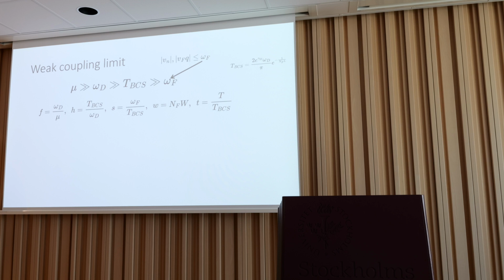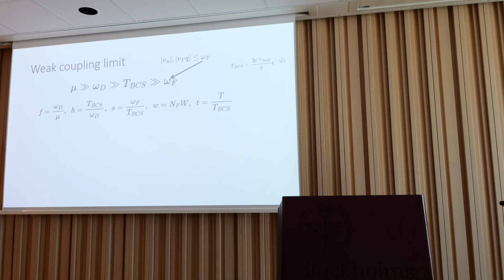And let's continue. So I studied this model in the weak coupling limit, and the point is that in the limit where this is true, I assume that the chemical potential is much bigger than omega D, and is much bigger than T_BCS, which is just the usual BCS critical temperature that sets some order. And this omega f, I don't know how to denote it, but the point is that this is a cutoff scale for the bosonic frequencies and momenta. So this v_n is the bosonic Matsubara frequency, v_F is the Fermi velocity, and Q is the momentum for this boson.